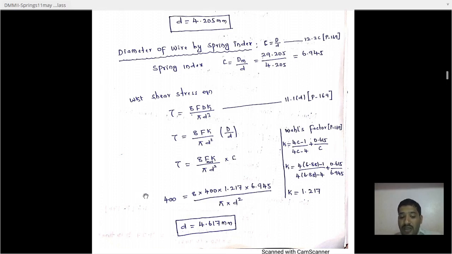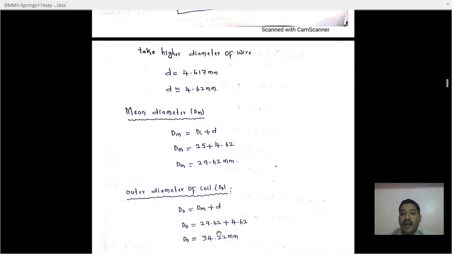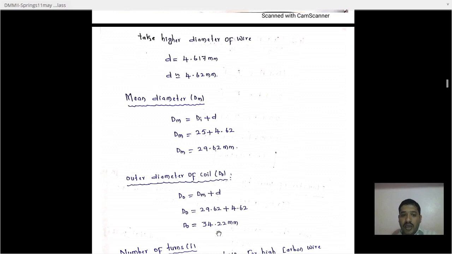If you cross multiply this equation, how much should it be? d square here is 8 into 400 into 1.217 into 6.945 divided by pi into 400. Then after that, if you remove this square, it becomes the root. After that you will get the value 4.617 mm. After getting the 4.6 mm, you need to find out the higher order of the wire. This 4.617 mm, we can take the approximate value 4.62 mm.